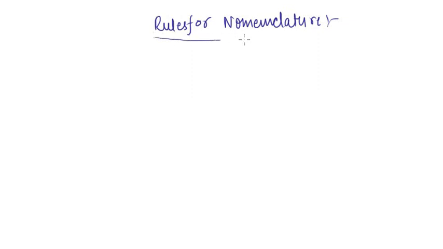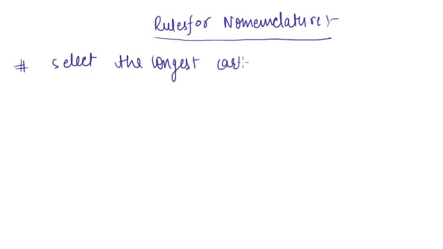So first of all, we're gonna look at the rules for nomenclature. What are the rules we follow for nomenclature? First rule: select the longest carbon chain. If some compound is given, we have to select the longest carbon chain.